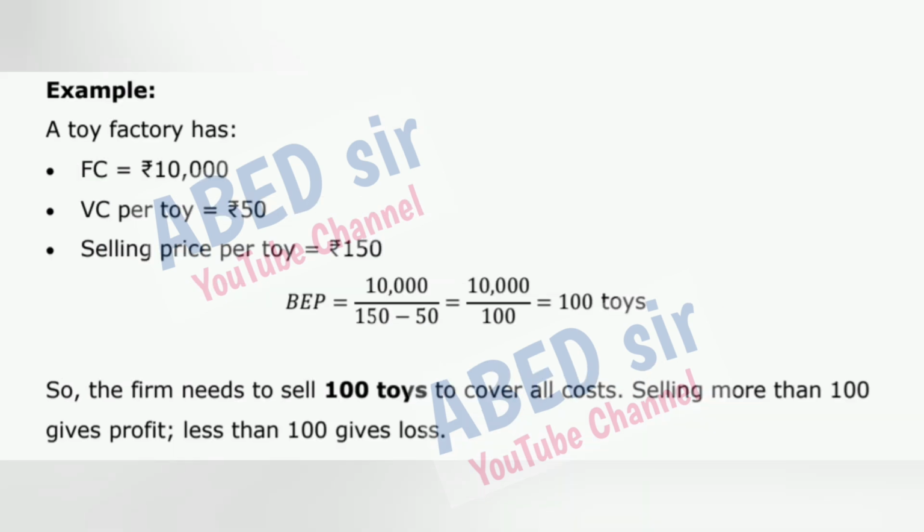Example. A toy factory has FC equal to 10,000 rupees. VC per toy is equal to 50 rupees. Selling price per toy is equal to 150 rupees. BP is equal to 10,000 divided by 150 minus 50, which is equal to 10,000 divided by 100, which is equal to 100 toys. So, the firm needs to sell 100 toys to cover all costs. Selling more than 100 gives profit, less than 100 gives loss.